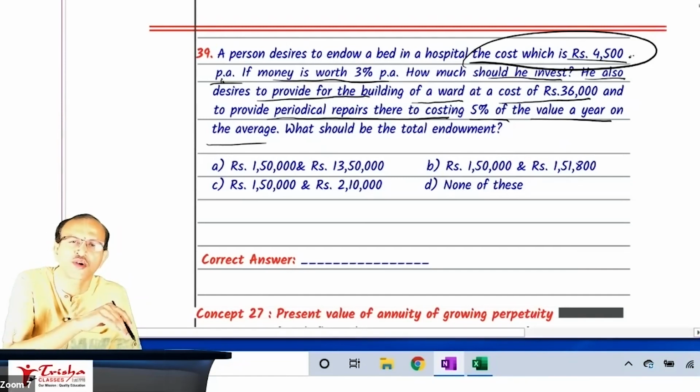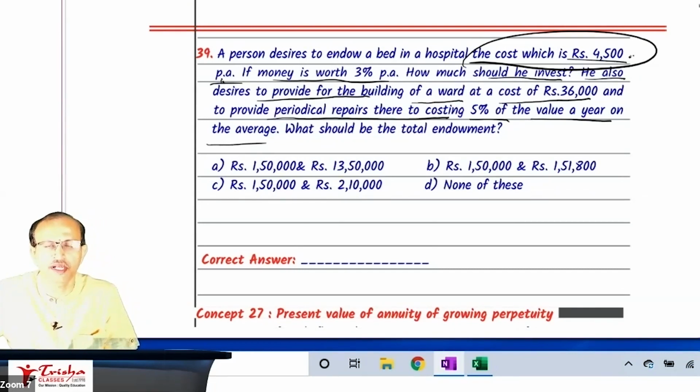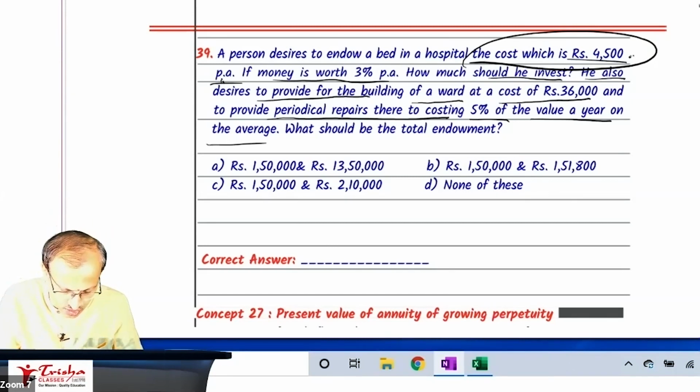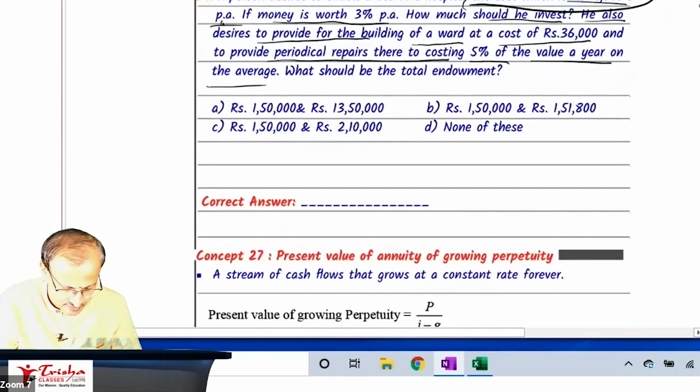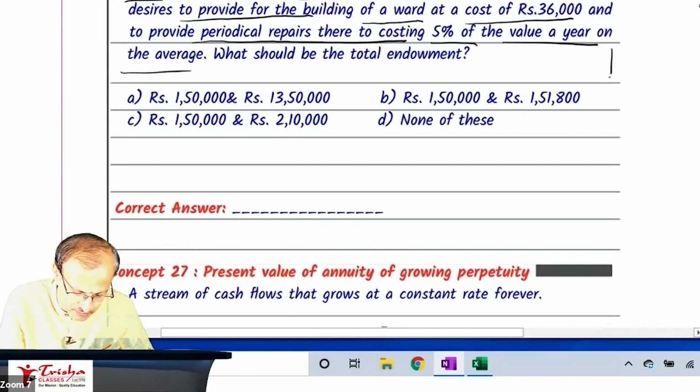Just like earlier, when you decided to pay the hospital bill of 50,000 every year, like that here it is 4,500 every year, and the money is worth 3%. How much should you invest? Okay, shall we do it? Part one. There are two questions to answer here. So the first question is P by I.